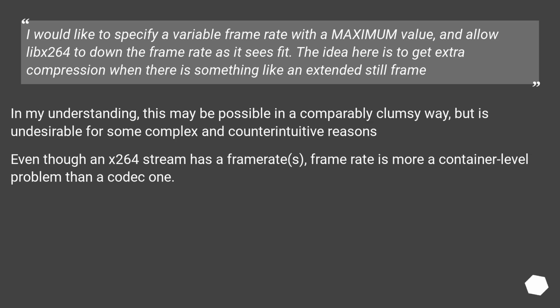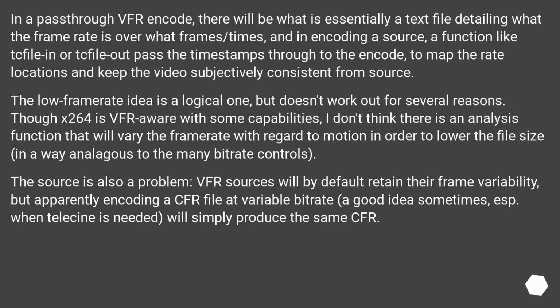Even though an x264 stream has a frame rate, it is more a container level problem than a codec one. In a pass-through VFR encode, there will be what is essentially a text file detailing what the frame rate is over what frames/times, and in encoding a source, a function like file in or file out passes the timestamps through to the encode, to map the rate locations and keep the video subjectively consistent from source. The low frame rate idea is a logical one, but doesn't work out for several reasons.